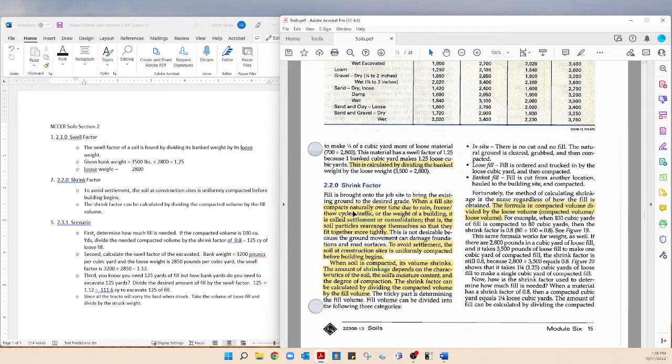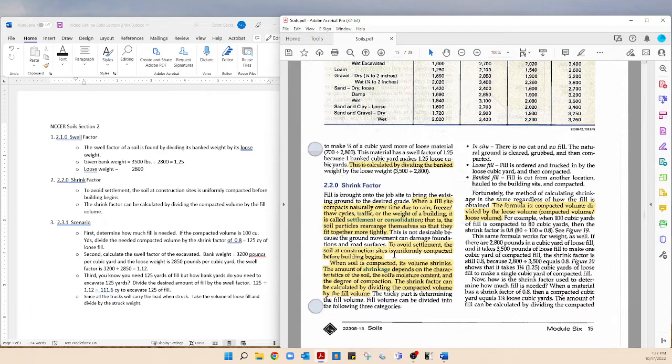When a fill site compacts naturally over time due to rain, freeze, thaw cycles, traffic, or weight of the building, it is called settlement. That's not an intentional effort to compact. That's a natural element to compact. That is, the soil particles rearrange themselves over time. And that's not desirable because the ground movement can damage foundations. So you build a house over something that's not well compacted, you're going to get a crack in the slab, perhaps. To avoid settlement, the soil at the construction site is uniformly compacted before building.